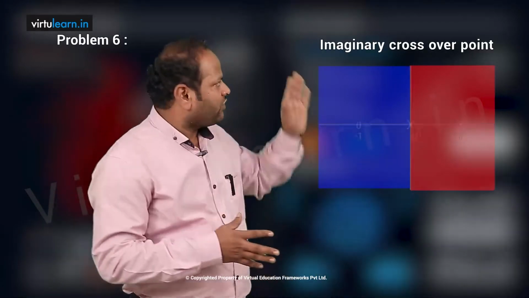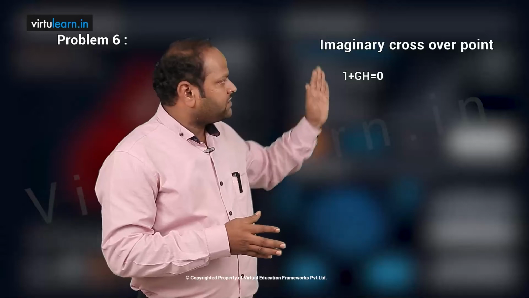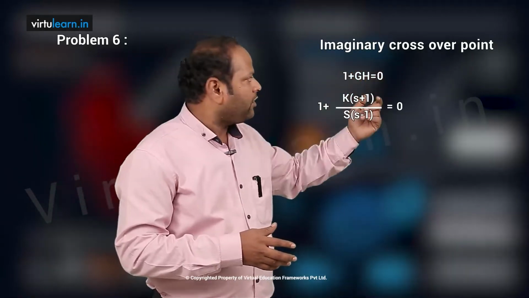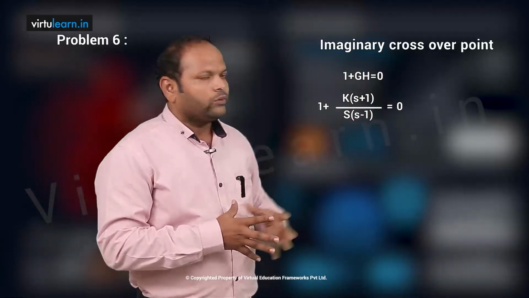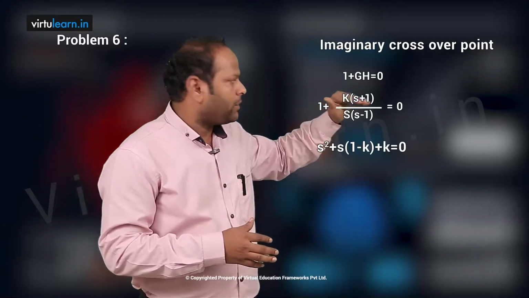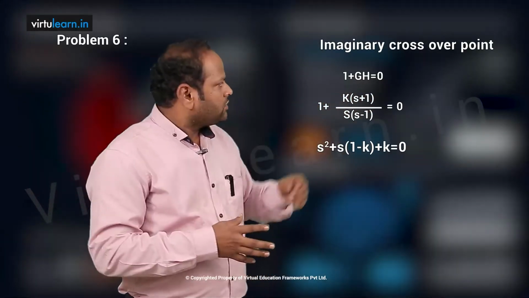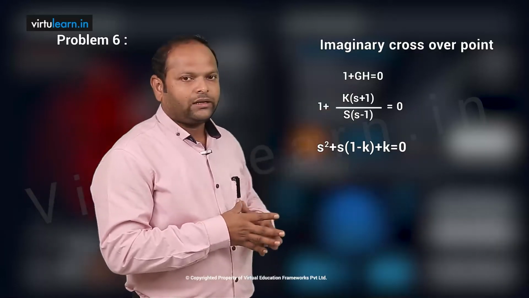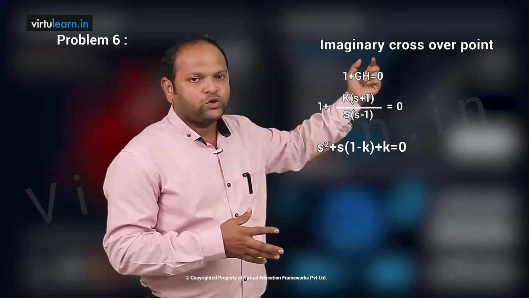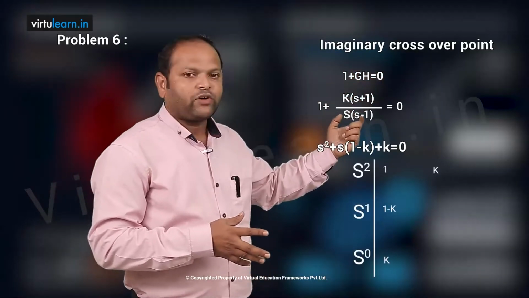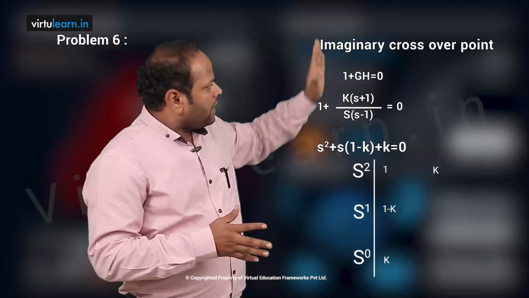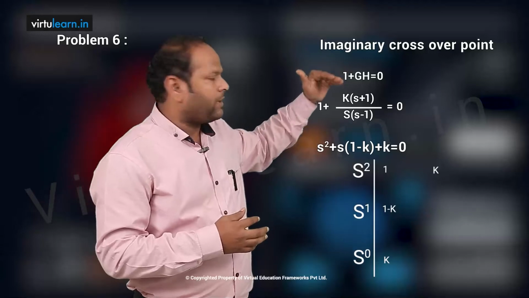Take the characteristic equation 1 plus GH is equal to 0. So 1 plus K into (s plus 1) divided by s into (s minus 1). This will be Ks plus K, the denominator is s square minus s. If you simplify this, you will get s square plus s into (1 minus K) plus K is equal to 0. The highest degree is 2, so we can easily write the Routh array: s square, s power 1, s power 0. The first elements are 1, then 1 minus K, K, and this is 0, and the last element K is carried forward here. Look at the first column elements: I have 1, 1 minus K, K.